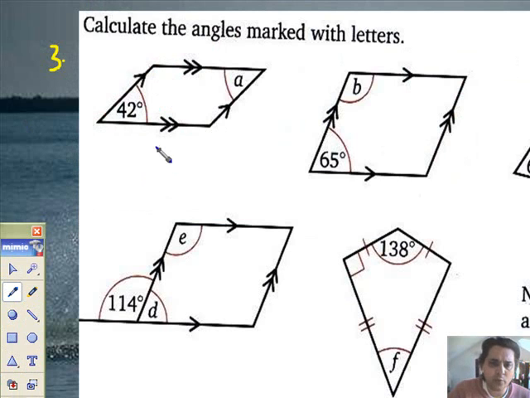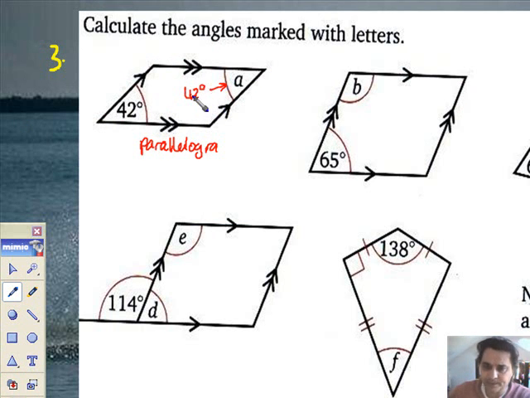Anyway, you may recall this shape, this is question 3, page 98, is called a parallelogram. You may recall that opposite angles are exactly the same, so therefore angle A is 42 degrees.